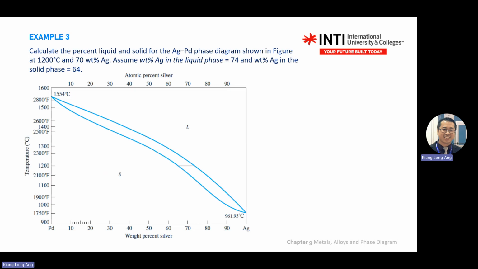So percentage of liquid. Take this one. Liquid here, so you use this one. 70 minus 64 over 74 minus 64. So 6 over 10, 0.6. This one, liquid, or 60%, 0.6. So it will be 60% liquid. Then 40% solid.